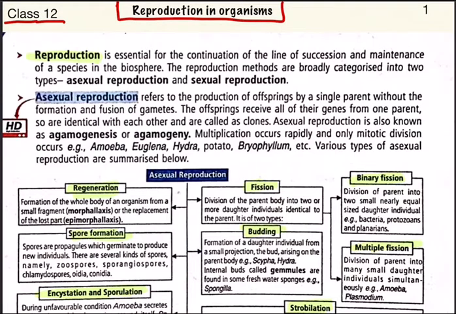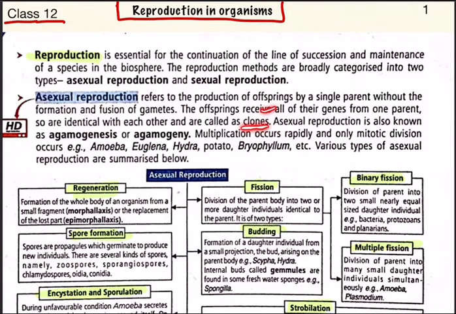Since there is no involvement of gametes, the genome of the parent will be directly passing on to the children. Hence, they are Xerox copies of the parent. The offsprings will always be Xerox copies of the parent. Whatever genes are present in the parental organism will go completely in toto to the offsprings. Hence, offsprings will show 100% characteristics of the parent. Offsprings receive all their genes from one parent. So, they are identical with each other and they are called clones.